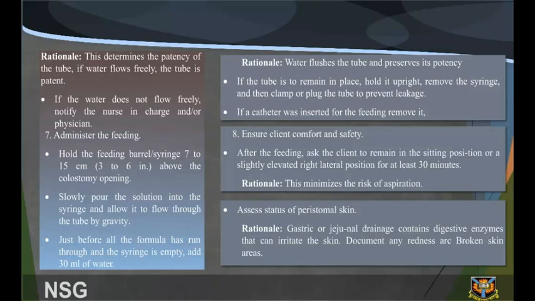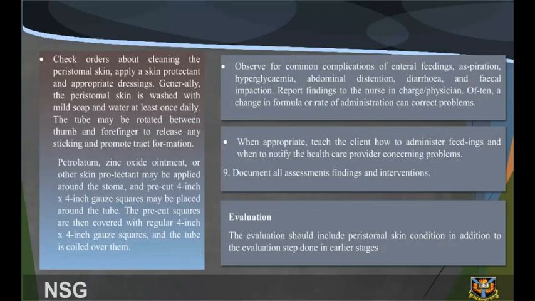Assess the status of peristomal skin. Rationale: gastric or jejunal drainage contains digestive enzymes that can irritate the skin. Document any redness or broken skin areas. Check orders about cleaning the peristomal skin. Apply a skin protectant and appropriate dressings. Generally, the peristomal skin is washed with mild soap and water at least once a day. The tube may be rotated between the thumb and forefinger to release any sticking and promote tract formation.